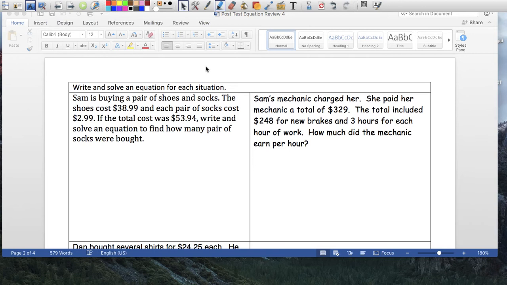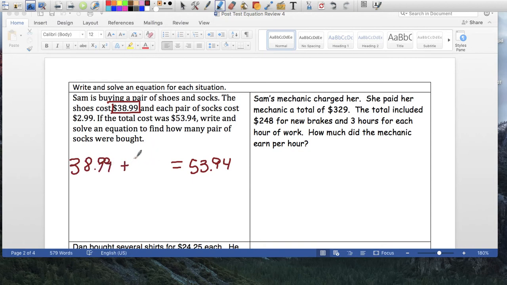Sam is buying a pair of shoes and a bunch of socks. The shoes cost $38.99, and then each pair of socks costs $2.99. If he spent $53.94, how many pairs of socks did he buy? Well, here's my total. And he bought 1 pair of shoes, right? So here's his pair of shoes, plus a bunch of socks.